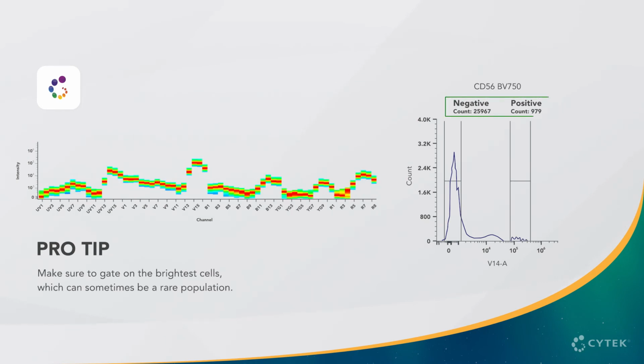Remember that we want to gate on the brightest cells, which can sometimes be a rare population, as shown here for CD56, so make sure to acquire enough events to satisfy this requirement.